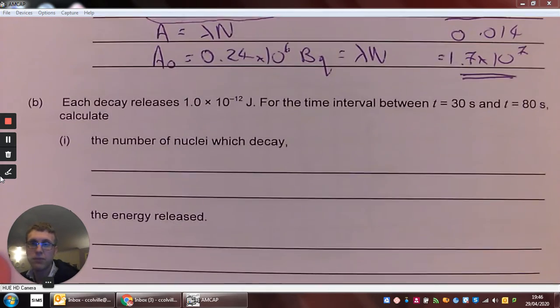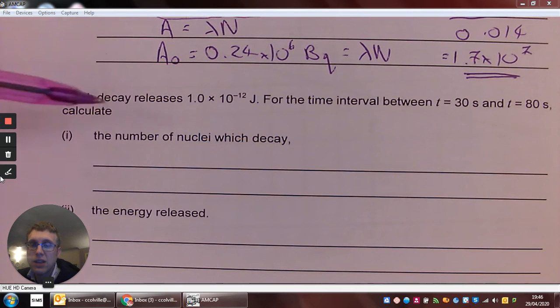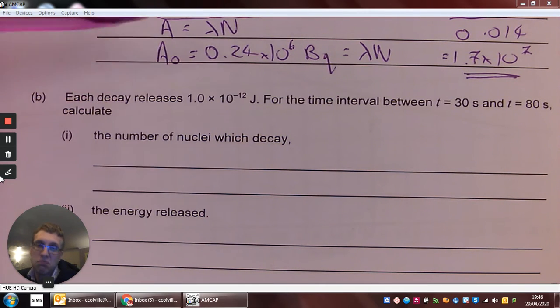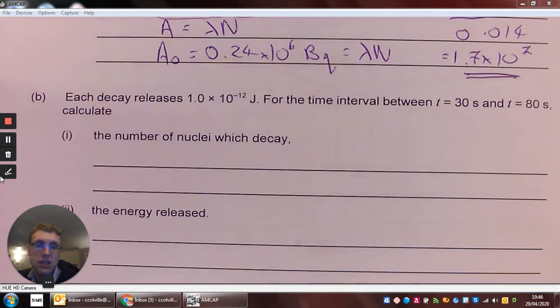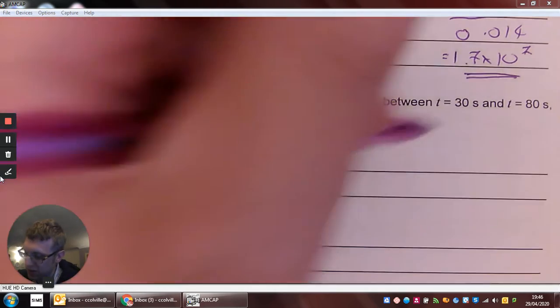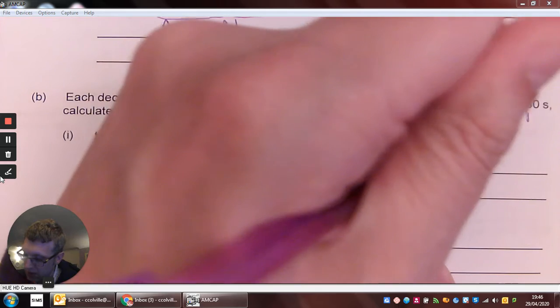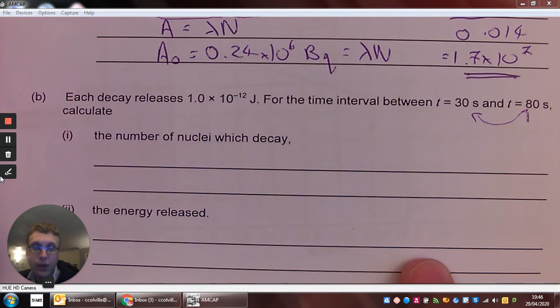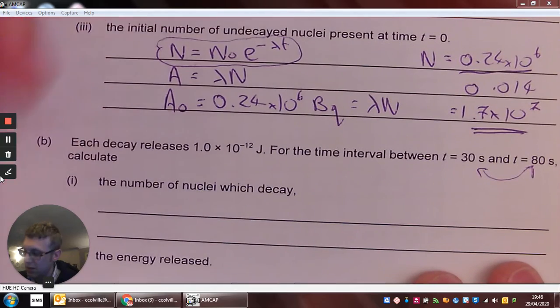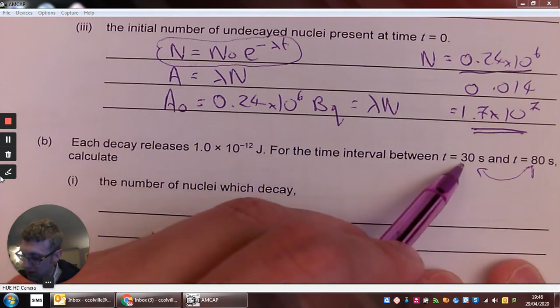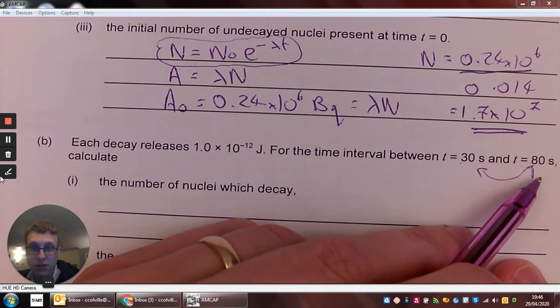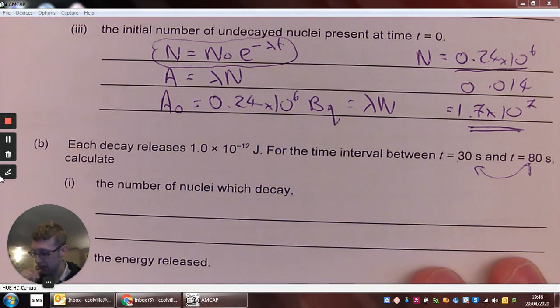For part B then, each decay releases that many joules of energy. Fair enough. From the time interval between t equals 30 and t equals 80, calculate the number of nuclei which decayed. Now, there are two options here, right? I can sit there and go, using N is equal to N0 e to the minus lambda t, I could work out what N is at 30, what N is at 80, and see what the difference is. But actually, there was a little trick here.